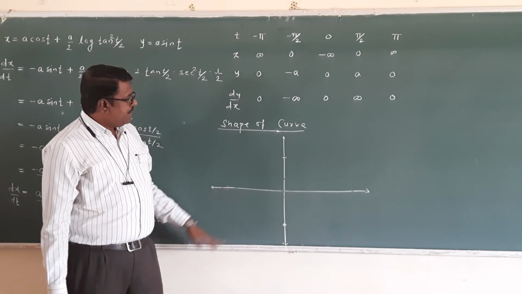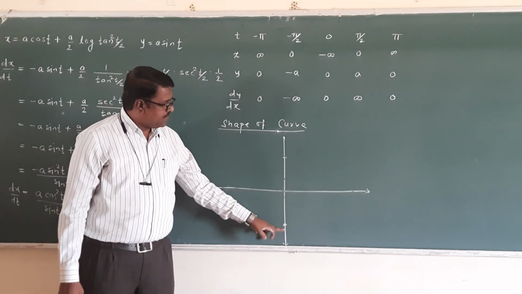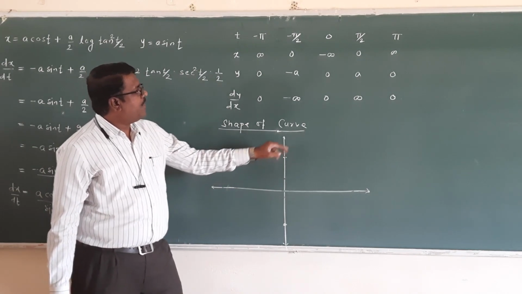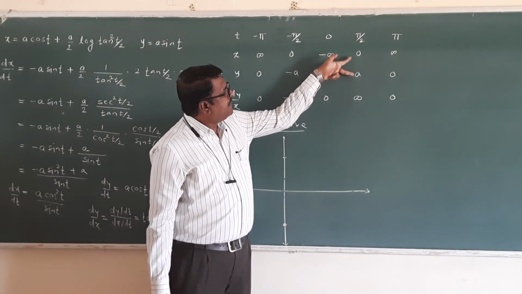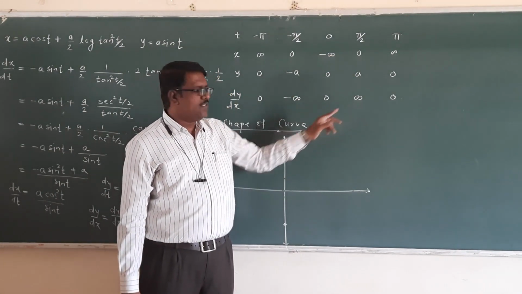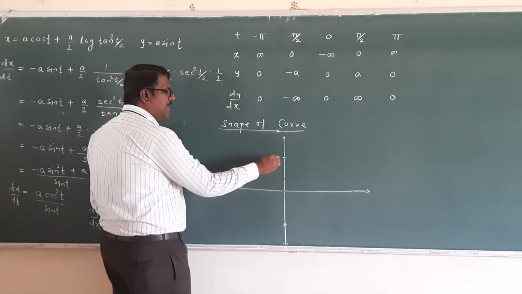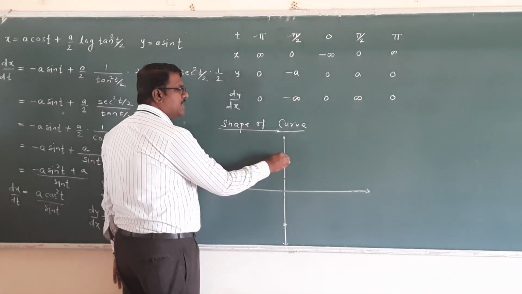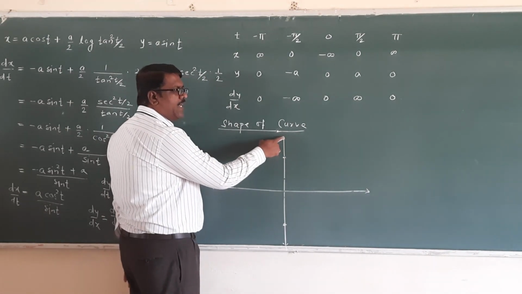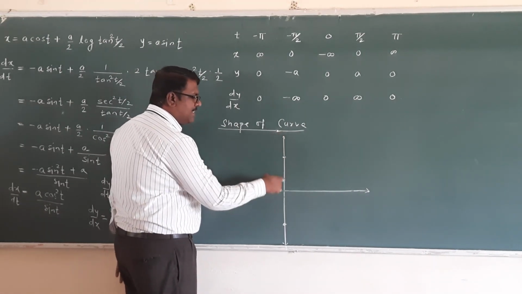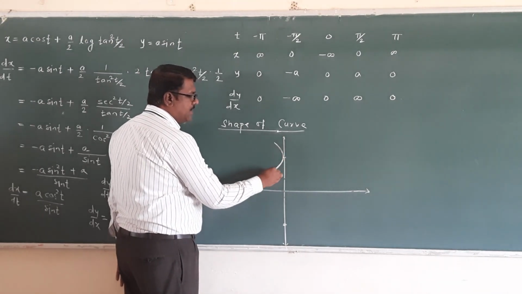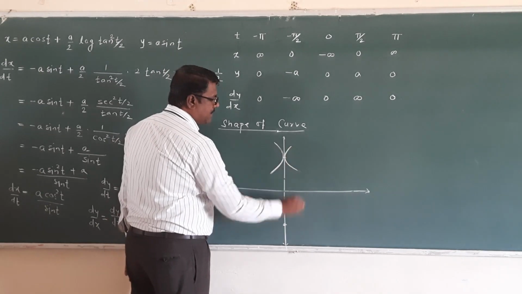Now first we will think about these 2 points. This point is 0, a. At this point dy by dx is infinity. It means at this point the tangent is parallel to the y-axis. So the y-axis itself is a tangent at this point. So the curve will have a shape like this or like this.